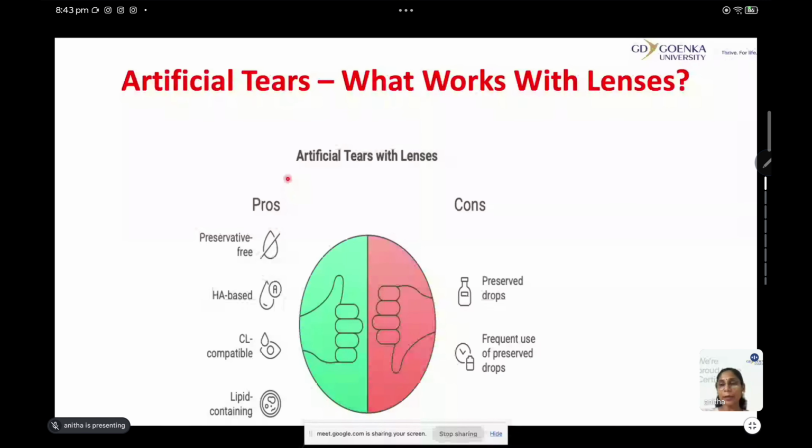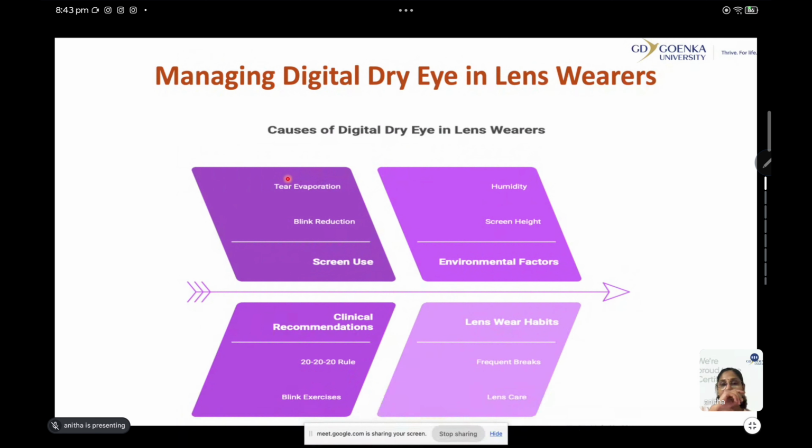And lipid containing artificial tears are very good because it keeps the oil layer intact and prevents quick evaporation of tears. So, what is not recommended is preserved drops and frequent use of preserved drops. Okay, drops I mean is artificial tears. Then managing digital dry eye in lens wearers.